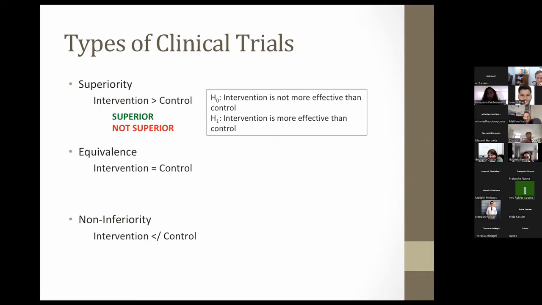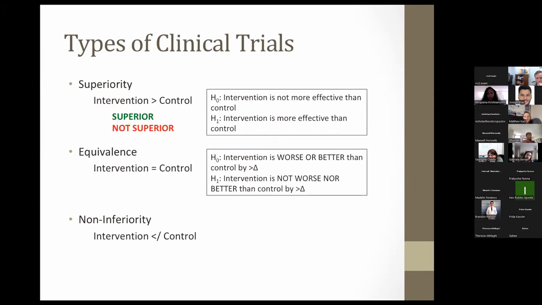Yeah, and when you're framing this, you want to be a little bit more specific. So the alternate hypothesis would be that the intervention is not worse or better than the control by a pre-specified margin that you're going to call delta. And your null hypothesis then would be that your intervention is either worse or better than the control by this delta.